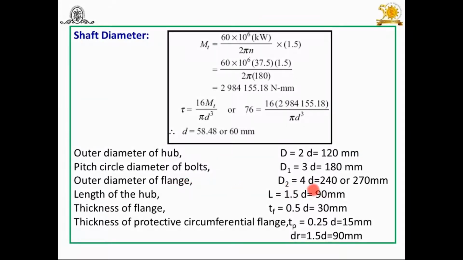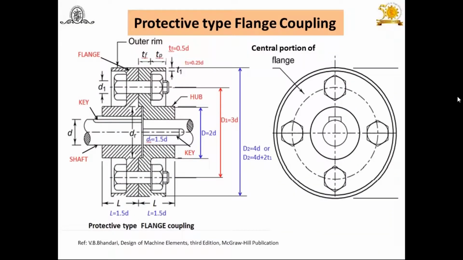The outer diameter of the flange is 4D, that is 240, and by the other expression 270 mm. Then the length of the hub L is 1.5 times D, which is 90 mm. The thickness of the flange TF is 0.5 times D, 30 mm. The thickness of the protective part is 0.25 times D, that is 15 mm. And DR, the recess diameter, is 1.5 times D, that is 90 mm. Yesterday I already explained DR. This is for the projection and recess provided on the flanges for precise alignment, that is DR equal to 1.5 times D.